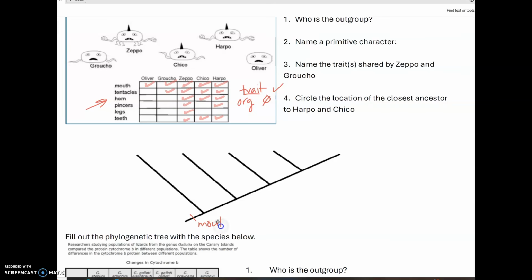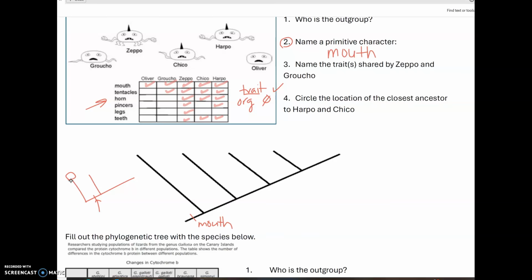And we would call this trait a primitive character or a primitive characteristic because everyone in the entire cladogram shares that trait. So in fact, we can go ahead and answer this question. The mouth is a primitive character. Not every cladogram is going to have one. If we're starting with an organism, so if the cladogram looked like this and the first trait was here and we had an organism here, then you would not have a primitive characteristic.